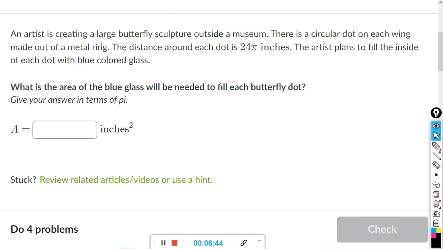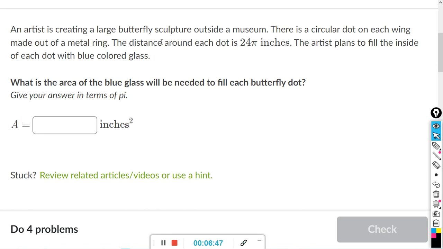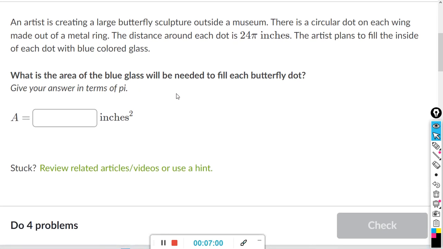Okay, an artist is creating a large butterfly sculpture. There is a circular dot on each wing made out of a metal ring. The distance around each dot is 24 pi. The artist plans to fill the inside of each dot with blue-colored glass. What is the area of the blue glass that will be needed to fill each butterfly dot? Okay. So it says the distance around each dot is 24 pi inches. Remember that distance around the circle is circumference. Okay, so circumference is 24 pi inches.